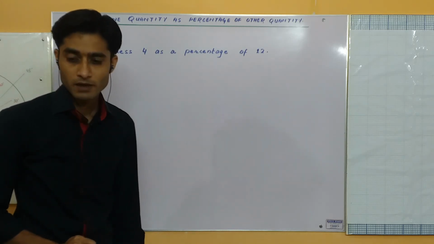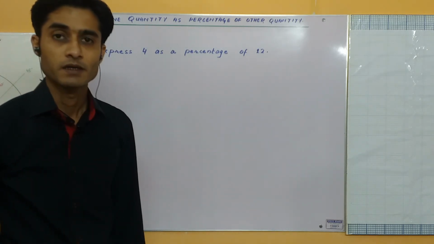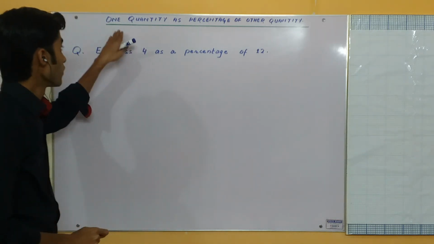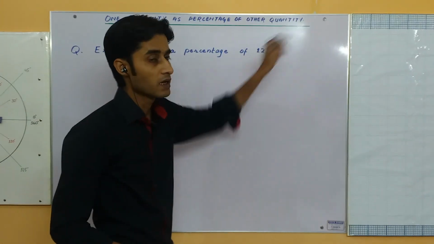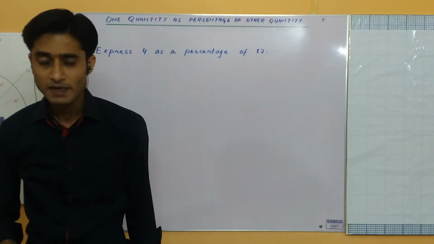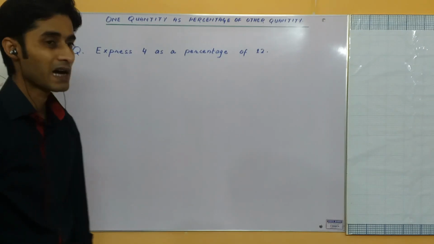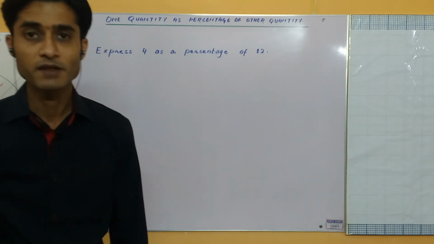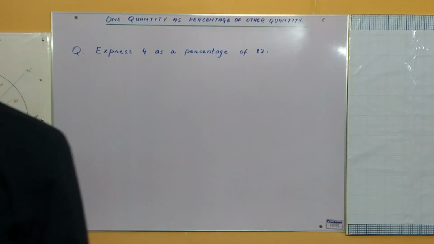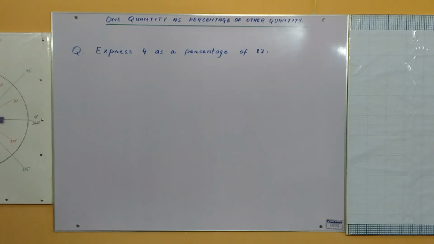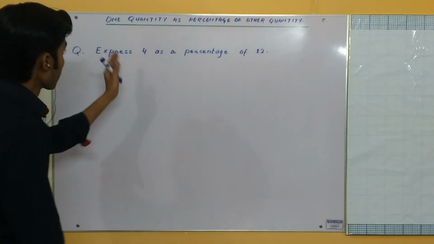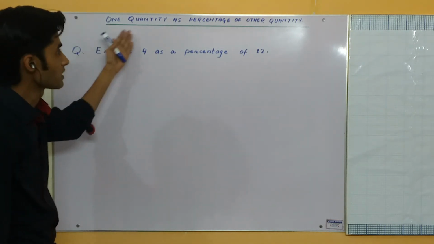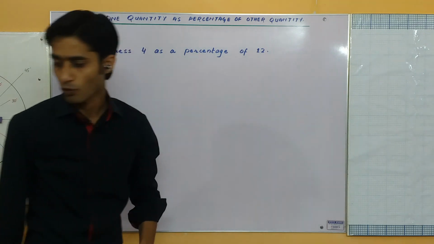Now we are going to continue our discussion on percentages, and from this session we are going to discuss one quantity as a percentage of the other quantity. We have already discussed what a percentage is and how to convert fractions into percentages, decimals into percentages, and then percentages into fractions and percentages into decimals. We have done these things. Now we are moving towards the new topic, one quantity as a percentage of another quantity.